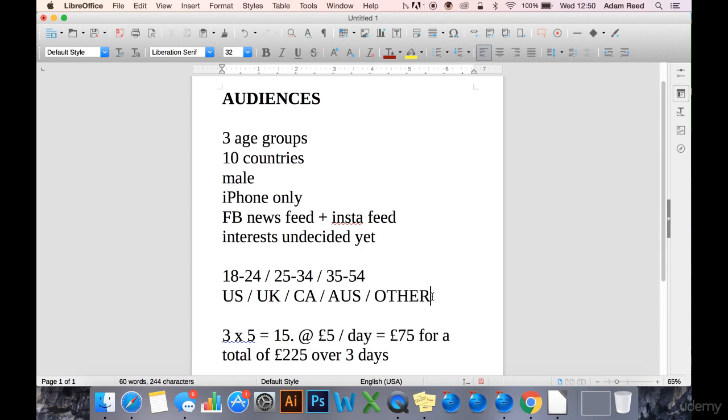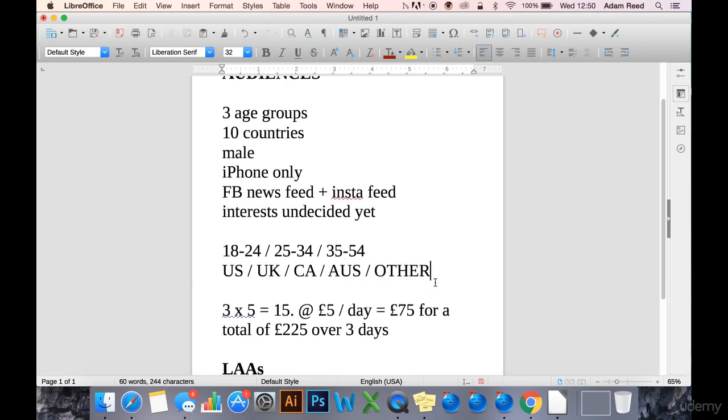But anyway, this is how I'm splitting my countries up: US, UK, Canada, Australia, and then I've bunched the 6 other countries together in other. So when I'm targeting these other countries, there'll be an ad set that just has 6 countries in the locations rather than just a single one. And that equals 3 times 5, because we've got 3 ages, 5 countries, and then all this will stay uniform throughout the different ad sets. That's 15 different ad sets.